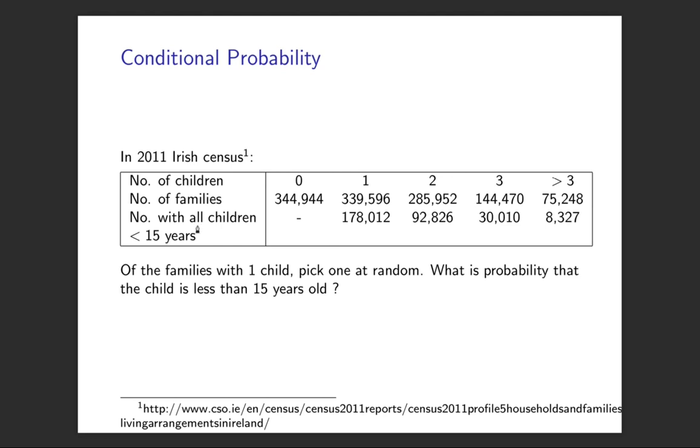And then the number of families with all children less than 15 years. Well, that doesn't really apply when there's no children, obviously. It doesn't really make sense to even ask the question. If there's one child, 178,000 out of the 339,000 have the child less than 15 years. In families with two children, it's 92,000 out of the 285,000 that have both children less than 15 years, 30,000 when it's three children, and 8,000 when it's more than three.